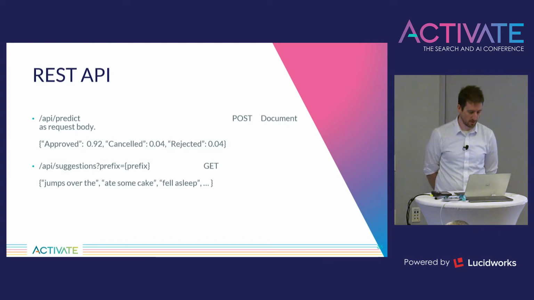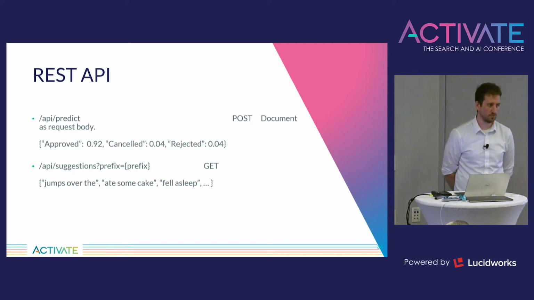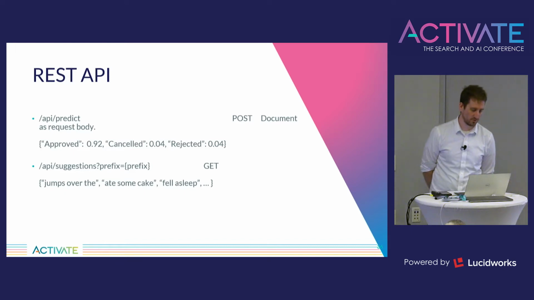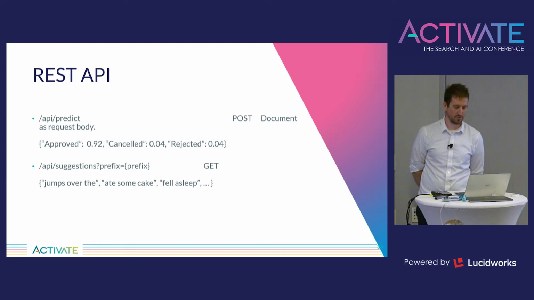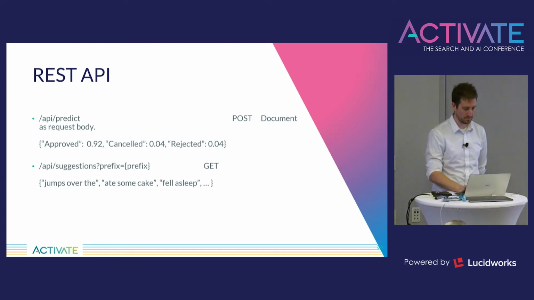The REST API, as I mentioned a little bit ago, very simple. 2 endpoints, one to predict, post the body of the document, and the response is simply the 3 terminal states along with the predicted probabilities. Same for the suggestions, just a get call given the prefix and the list of suggestions.